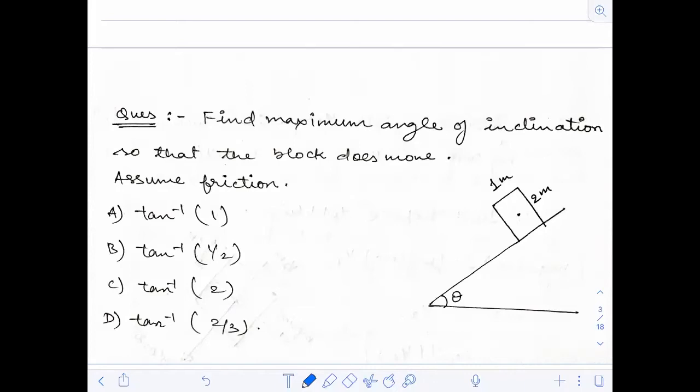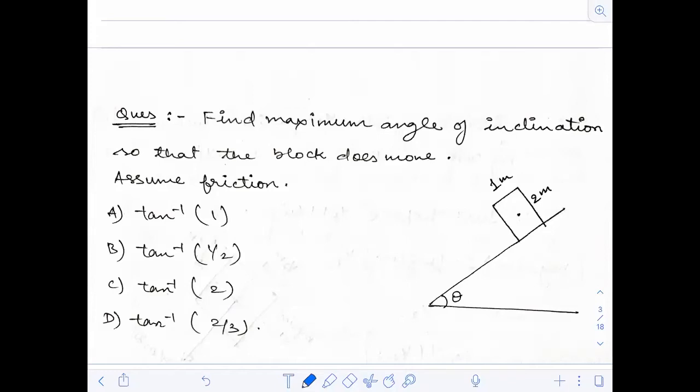Remaining students, what are you people doing? I got only one answer. Okay, one more I got. B option. How much time are you taking?